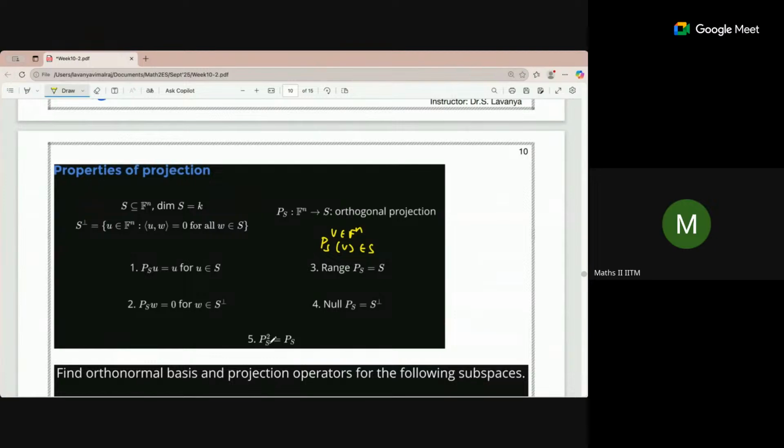Okay, and P_S squared equals P_S. Why is that so? So let us take any v in F^n. P_S v is some, let's say u, and this u is already in S. And what do you know for an element in S? If I'm applying P_S again, P_S of u is again u. And what is P_S of u? It is nothing but P_S squared of v. So P_S squared of v is the same as P_S of v. So P_S squared equals P_S. Is that clear for everyone?